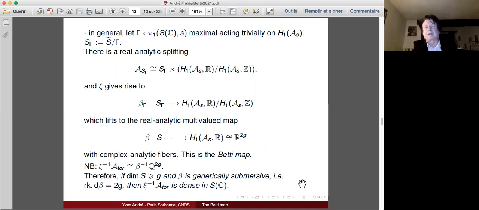Therefore, if the dimension of S is at least g, and if beta is generically submersive, then the torsion values are dense in S. So this is a relation between our problem, density of torsion values, and the Betti map. Here, generically submersive, if the dimension of S is at least g, just means that the rank of the Betti map is 2g, rank in the sense of differential geometry, so the rank of the derivative.